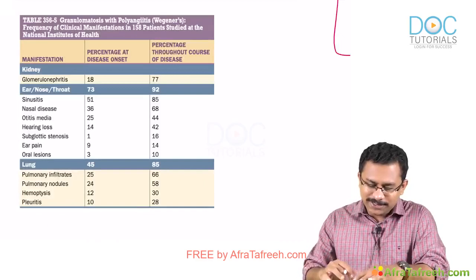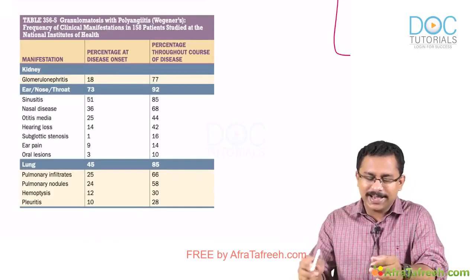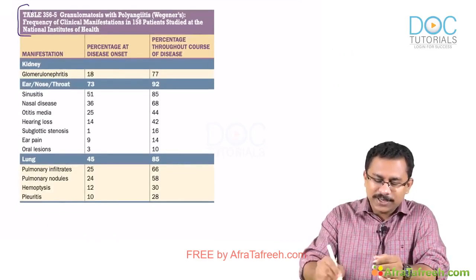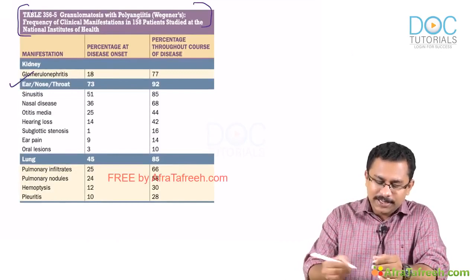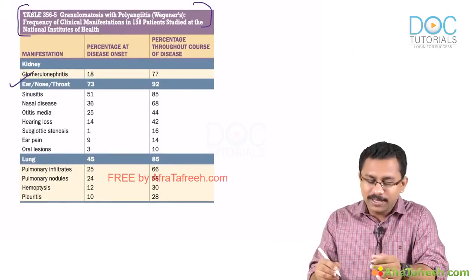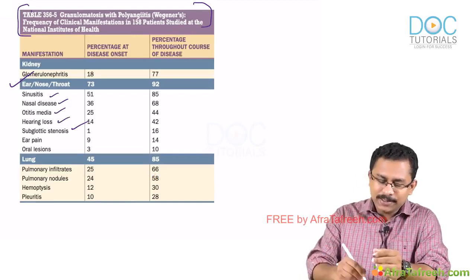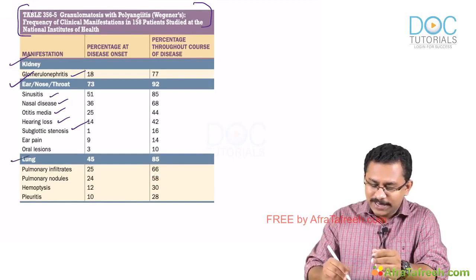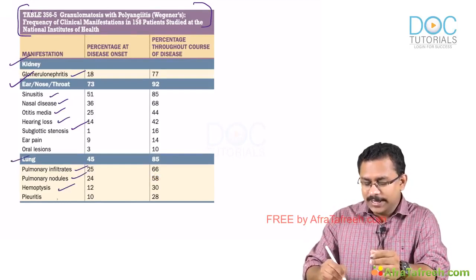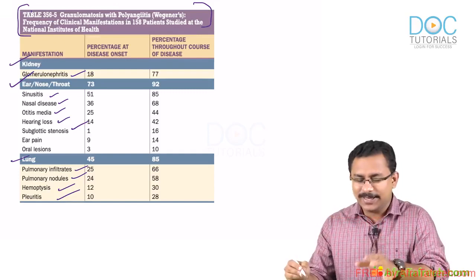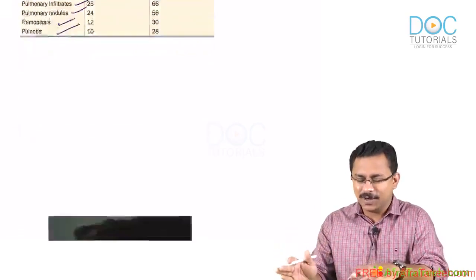Now just to have a look at some of the images, this is a table in Harrison showing the frequency of involvement. You already know that the upper respiratory tract is most commonly involved: sinusitis, nasal disease, otitis media, hearing loss, subglottic stenosis. Then in the kidney glomerulonephritis, and in the lung pulmonary infiltrates, nodules, hemoptysis, pleuritis. All these are major manifestations. Just a revision of what we have learned.